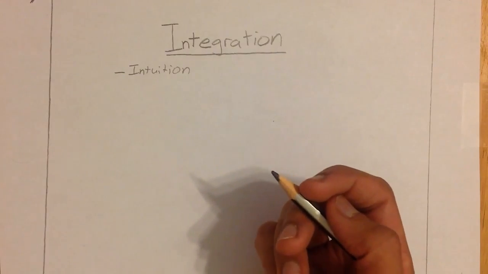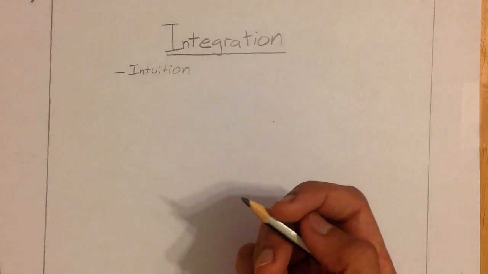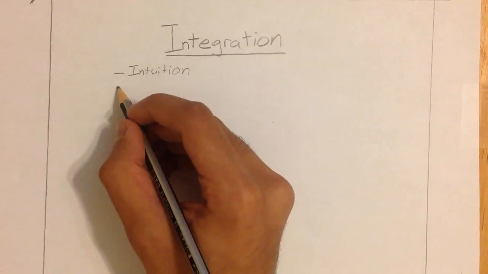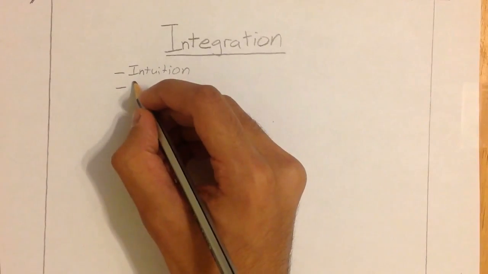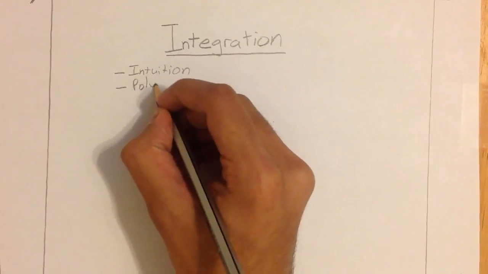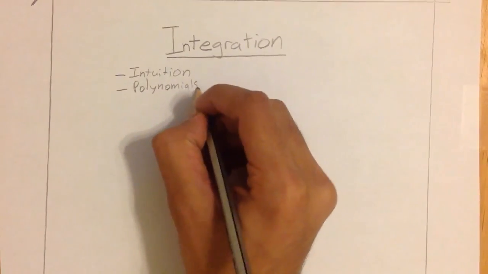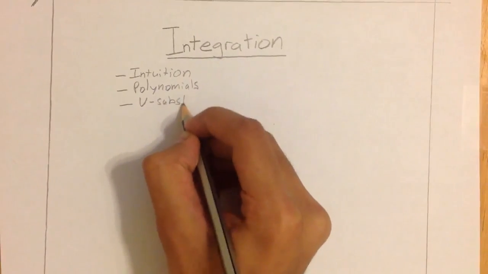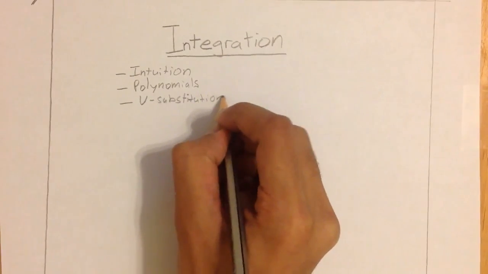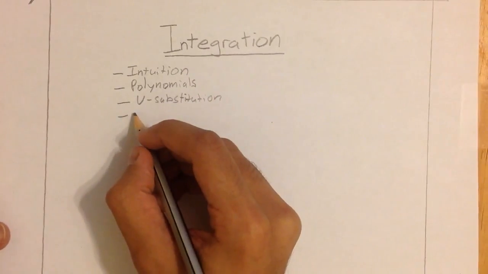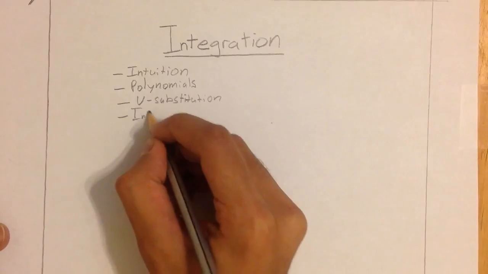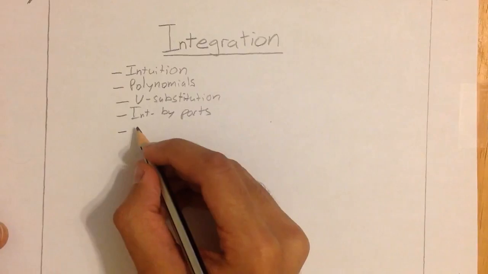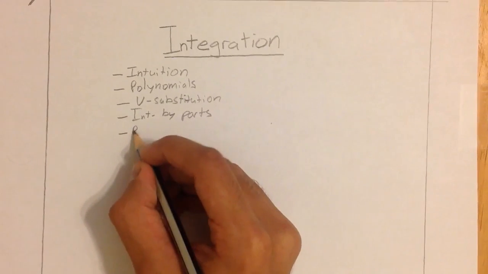And that involves recognizing that the integral of a function is basically the opposite of differentiation. So I'll get into more on that later. The next method of integration is integrating polynomials. The next is using a U substitution. And then I'll also cover integration by parts and finally I'll cover partial fractions.